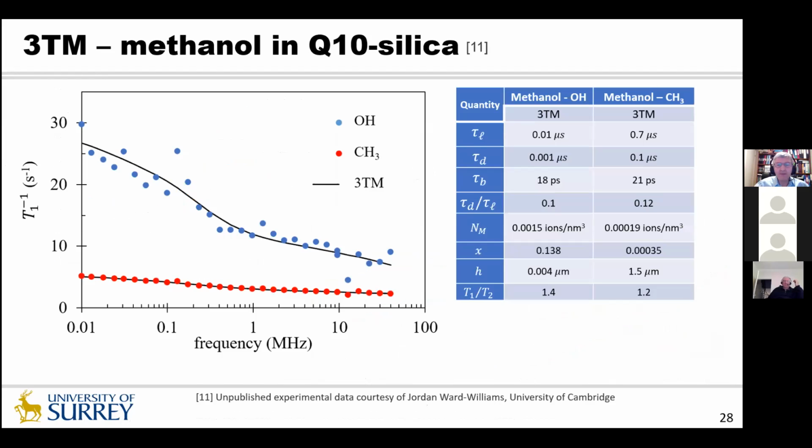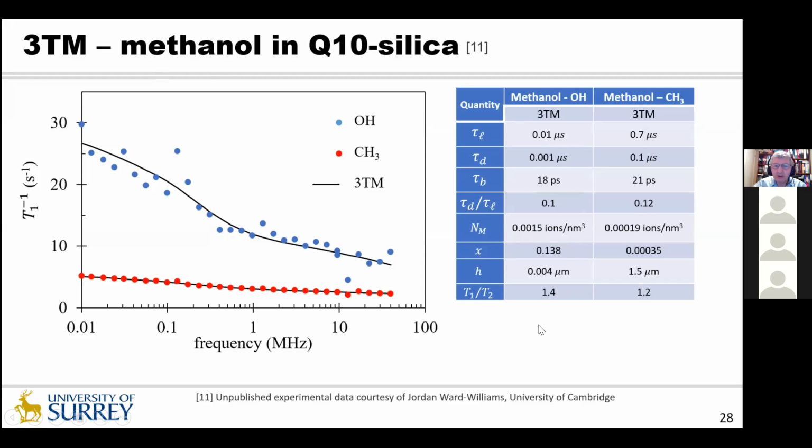Okay. And now another set of data provided by Jordan, bless him. He hasn't seen this, I'm afraid. Again, I've thrown everything at this one. We have both the interaction of the paramagnetic ions with, in this case, not water, but methanol in Q10 silica, so the same Q10 material, and fits using that and methanol contribution and an offset as well.